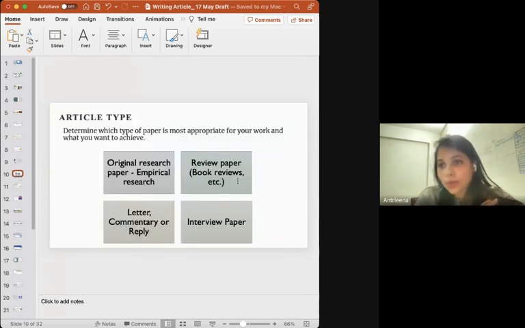Now, this is again a very, very important topic. What article type are you writing? So you have done your literature review, and you're planning to write an article. You should know what kind of article you're writing. Are you writing an original research paper where you have done empirical research, and your research is based on findings, on data? Or are you going to write a review paper? There's a book or an article that's published, and you're just going to review the book. So what kind of paper or article do you want to publish?